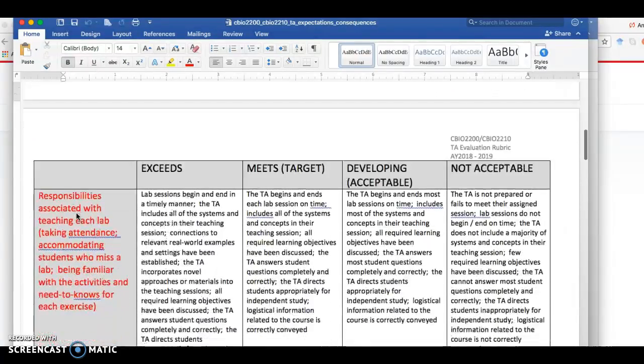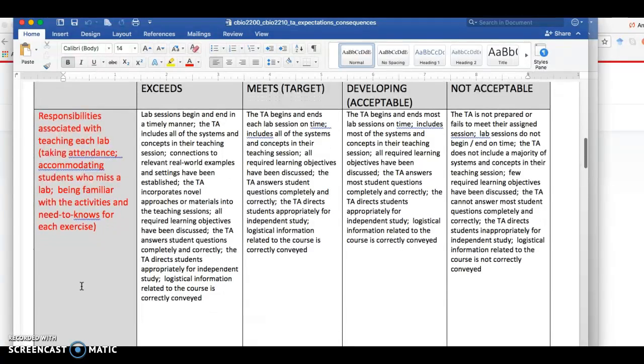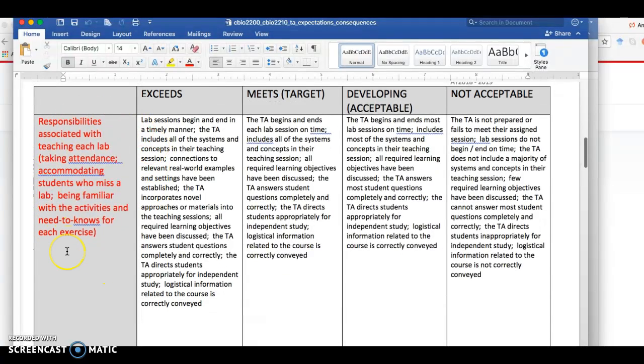Okay. The next thing that we really expect our TAs to do are essentially those responsibilities associated with teaching the lab. So these are those kind of mundane things. We expect you to take attendance. We expect you to work with students who miss a lab to know what to tell them. We expect you to work with students who require accommodations through the DRC.